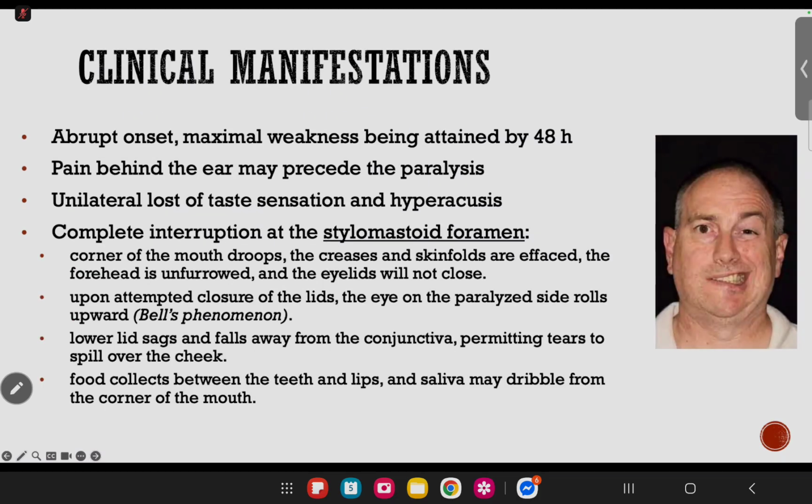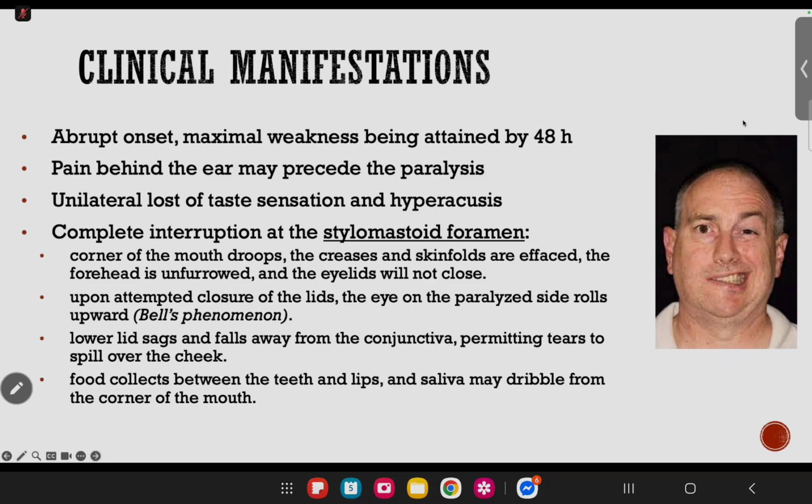So the onset is fairly abrupt, with maximal weakness being attained by 48 hours as a general rule. The pain behind the ear may precede the paralysis for a day or two. Taste sensation may be lost unilaterally, and hyperacusis may be present. A complete interruption of the facial nerve at the stylomastoid foramen paralyzes all the muscles of facial expression. So the patient presents with the corner of the mouth drooping, as you can see in the picture. The crease and the skin fold are effaced, the forehead is unfurrowed, and the eyelids will not close.